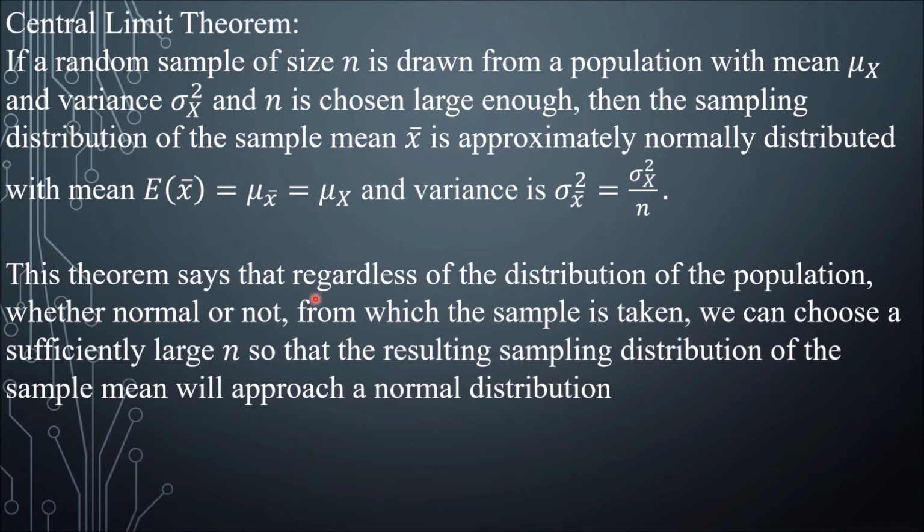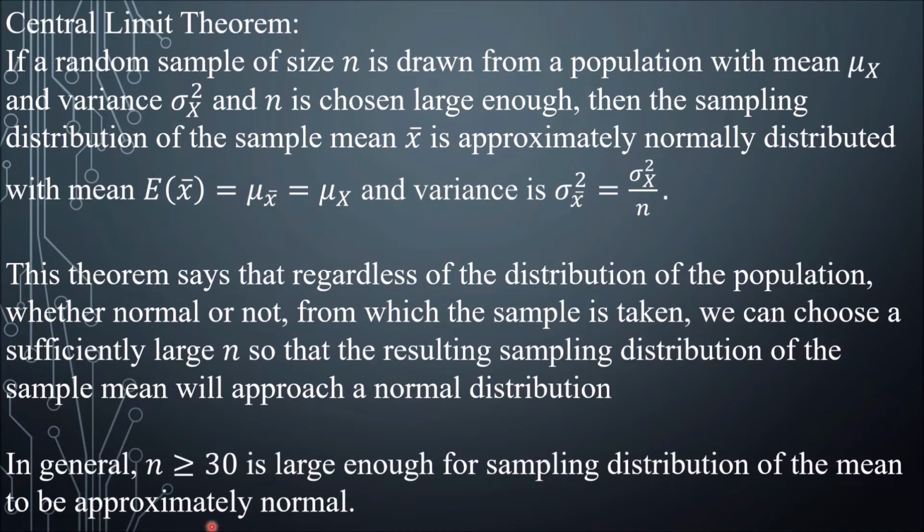This theorem says that regardless of the distribution of the population, whether normal or not, from which the sample is taken, we can choose a sufficiently large n so that the resulting sampling distribution of the sample mean will approach a normal distribution.